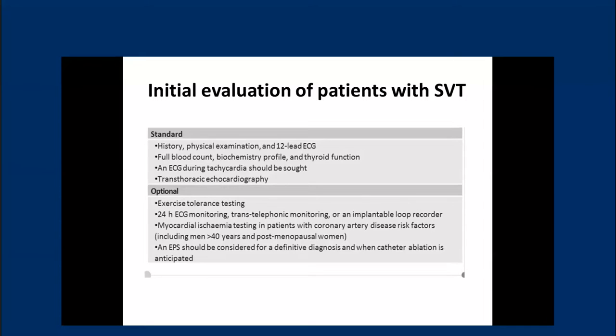In patients who have exertional symptoms or exertional palpitations, doing exercise ECG can be helpful. It can reveal the tachycardia. And in patients with infrequent symptoms, prolonged ECG monitoring, be it with Holter ECG or other prolonged recording mechanisms, is helpful to document the arrhythmia. And in patients with risk factors for coronary artery disease, working up the patients for possible ischemic disease can be helpful. And in patients who are being considered for catheter ablation, electrophysiologic study is recommended as well.